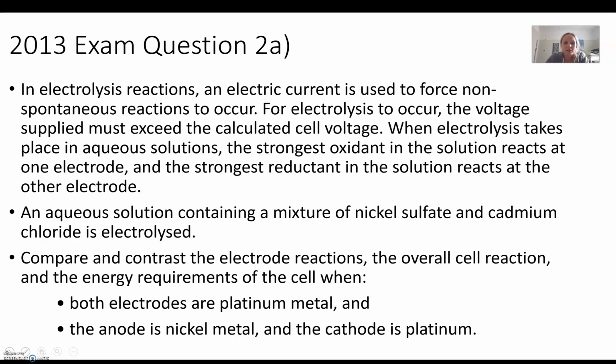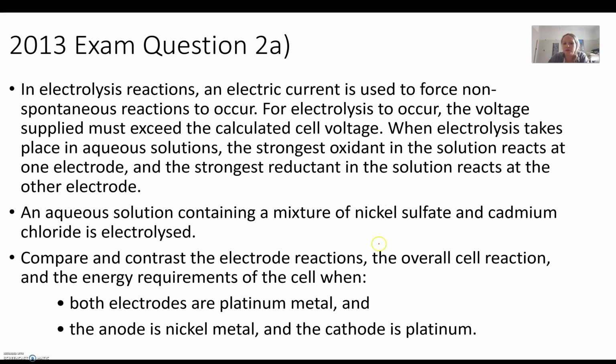Okay, here's the next question. So 2013 question. It says, in electrolysis reactions, and so on. You guys can read this. It says the strongest oxidant will react at one and the strongest reductant will react at the other one. So this one's interesting because unlike the other one, it says commonly it will, but this one it says the strongest oxidant will react at one electrode and the strongest reductant will react at the other electrode.